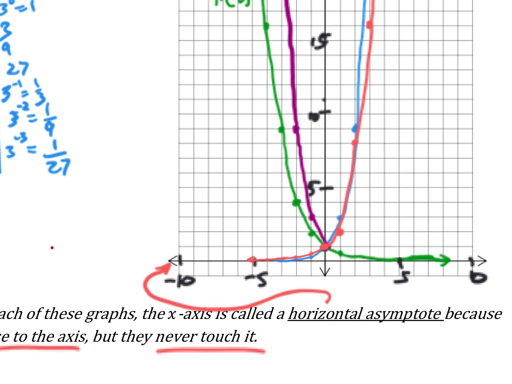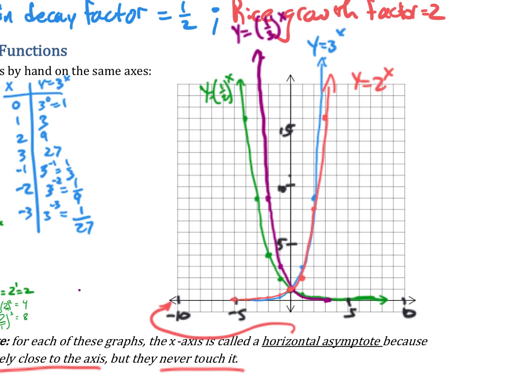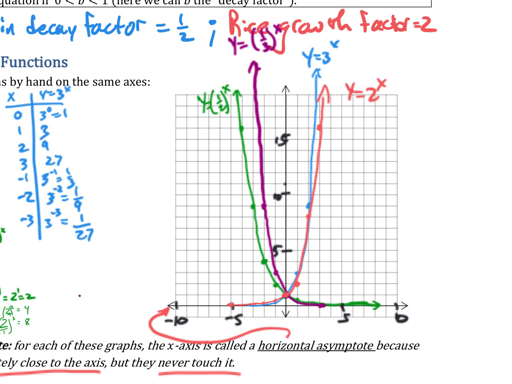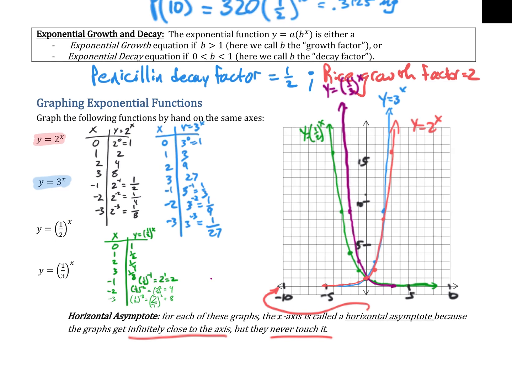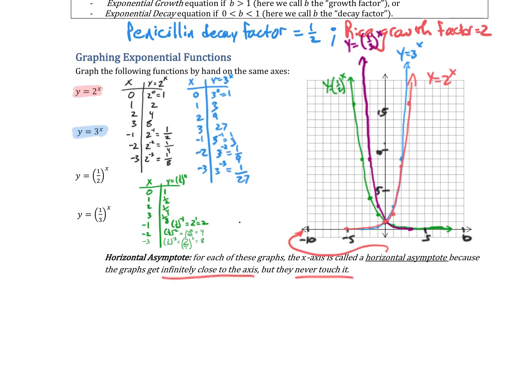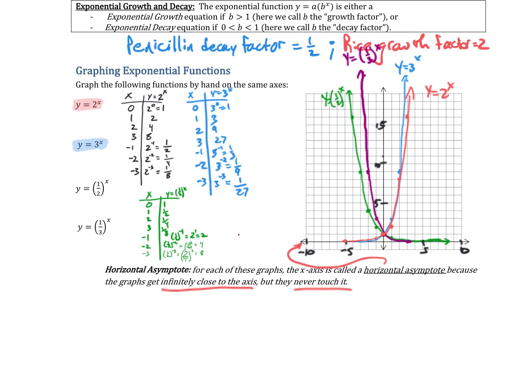And down below here, it's going to be 1/3, 1/9. It's going to actually be below this green graph there. But again, it's never going to cross or even touch the x-axis. So there you have it. These are exponential decay. They're going down to the right, the green and the purple one. Then y equals 3 to the x and 2 to the x are exponential growth. They're going up to the right. And the larger that b value, the steeper it's going to be. So that's what those functions look like.